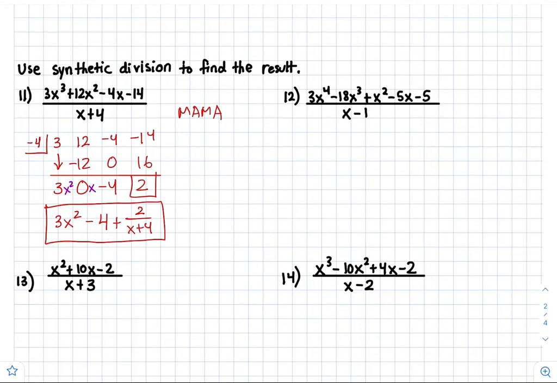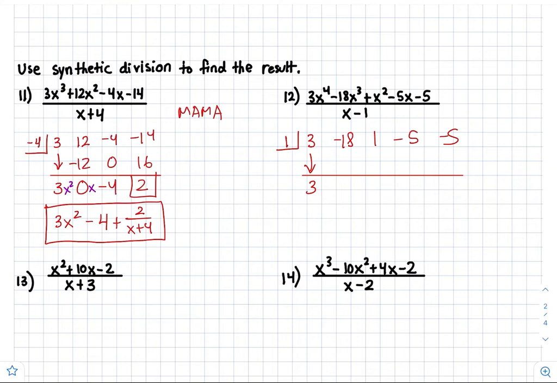So let's look at number 12. Okay, take the opposite of this, so x minus 1, it's going to be 1 in the box, you guys. Take the coefficients of each one, right? 3, negative 18, 1, negative 5, and negative 5. Drop the 3 down, and this is where you guys use the acronym of MAMA. Multiply, add, multiply, add, multiply, add, multiply, add.